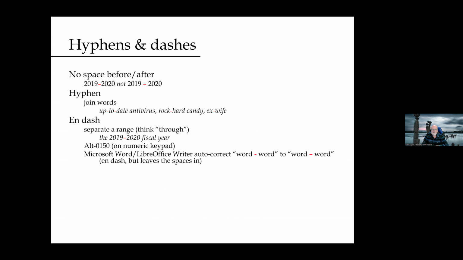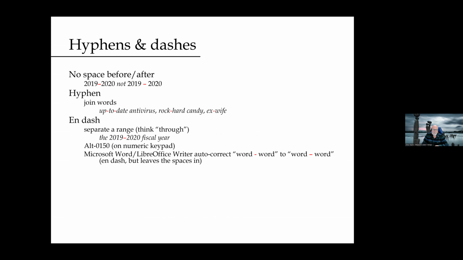En dashes are a little bit wider than a hyphen, and it's used to separate a range. So if you can replace the hyphen or the en dash with the word through, that is when you would actually use an en dash. So the 2019 through 2020 fiscal year. You can get that with the Alt and numeric keypad on a Windows computer. So Alt 0150 will give you an en dash.